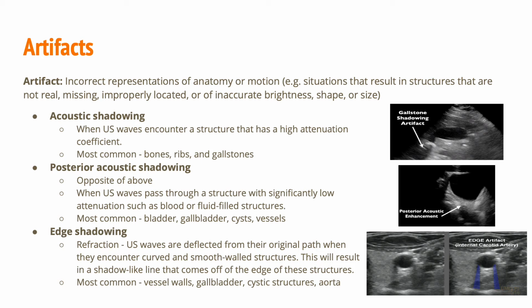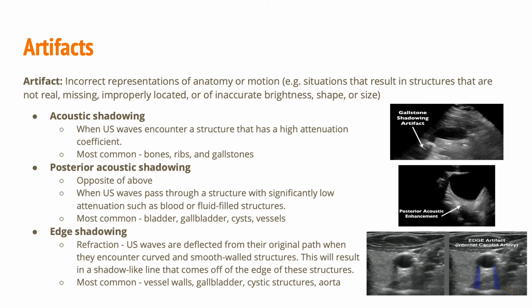So first you have acoustic shadowing. This is when the ultrasound waves encounter a structure that has a high attenuation coefficient. The most common ones are ribs, bones, and gallstones, and the image to the right shows a gallstone shadowing artifact.